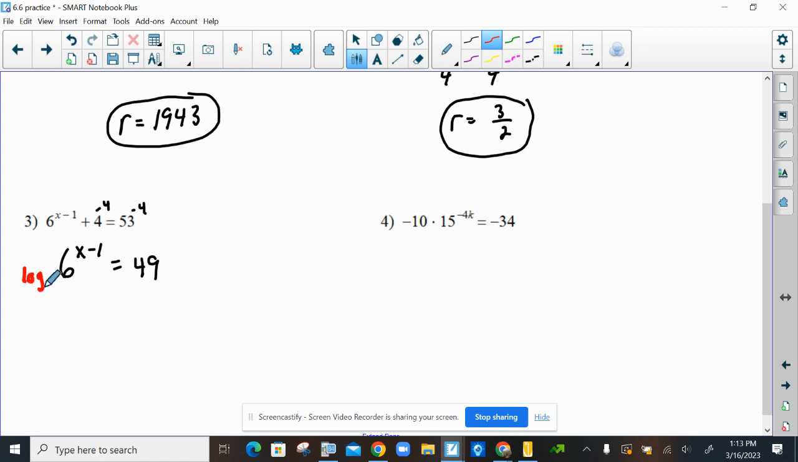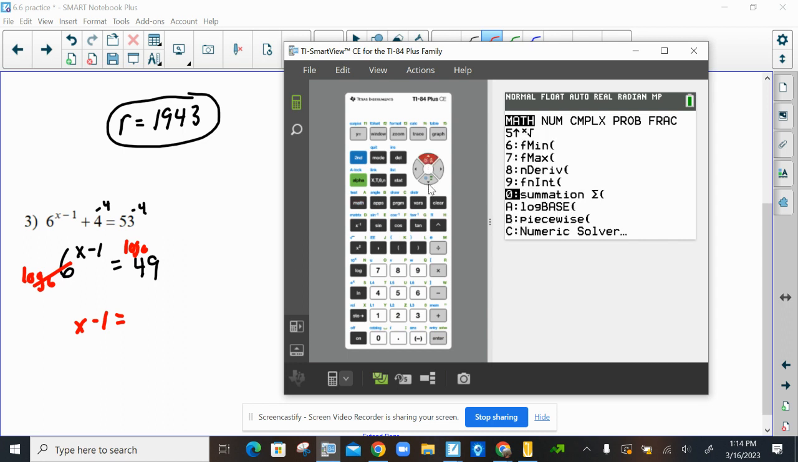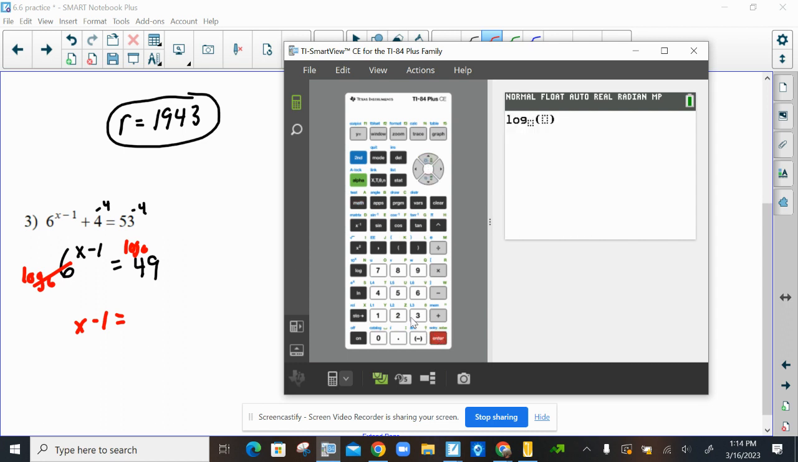So that's what logs are. So log base 6 is what's going to wipe it out. I'm going to need to ask the calculator for log base 6. I know my handwriting is awful, but this wipes out my base 6. I'm going to pull up my calculator again, and this time I'm going to hit the math key. I'm going to find log base, which is right here, and I'm going to put in a little 6 as my base and 49. It's going to give me a decimal.